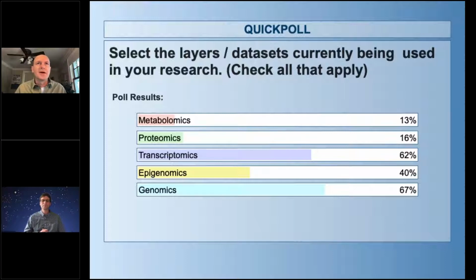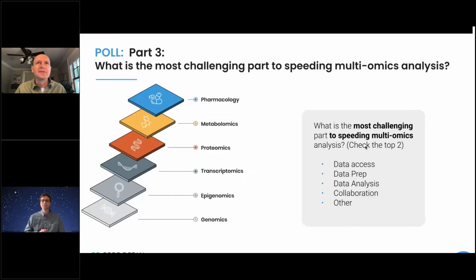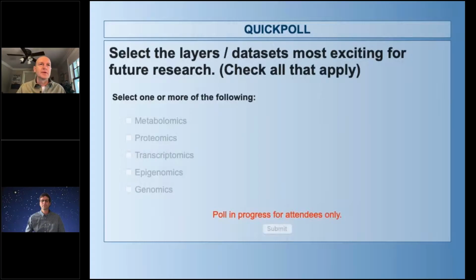Okay, great. Why don't we move to the second poll? Excited to see what we're going to have there. And the second poll is about what are you looking for in the future? What will be exciting for you to use in your future research in terms of the multi-omics layers? And while, sorry, go ahead, Siobhan. We're on. The poll is running. Okay, great.